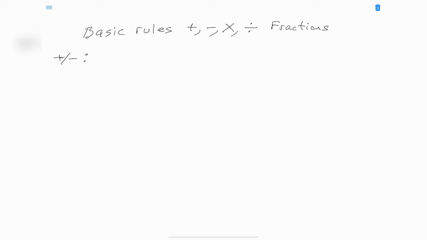So the first thing we need to do is we need a common denominator. This can also be a least common denominator. And we'll see how to calculate common denominators in future videos. Once we have a common denominator, we can add or subtract, depending upon the problem, the numerators.